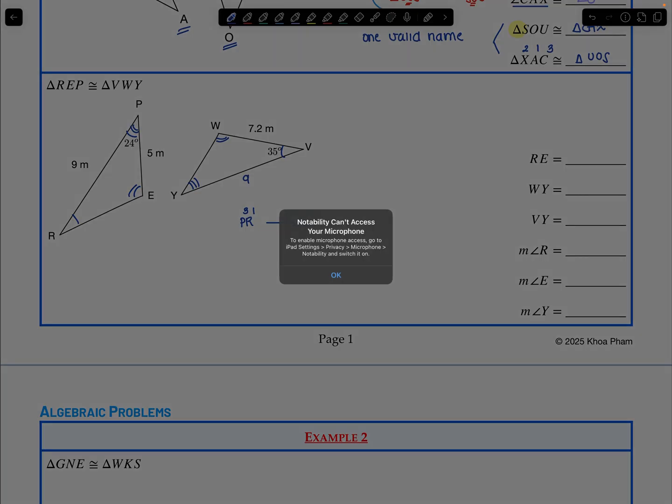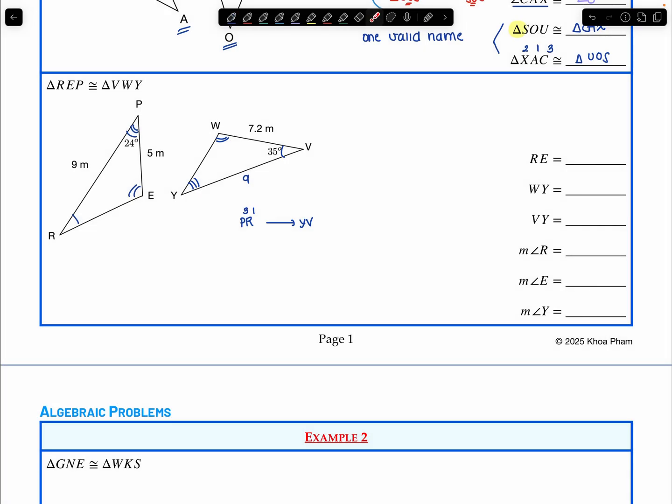Next, I'm going to look at 24. 24 has 3 wedges, so 3 wedges here on Y, so this is 24 degrees. Last but not least, we have this one here, 5, which is PE. PE has 3 and 2, so that matches with YW, which is 3 and then 2. So this is 5. By the same token, this is 7.2.